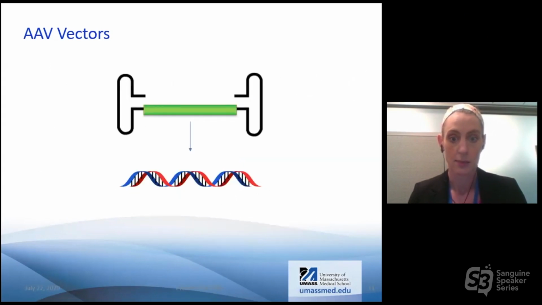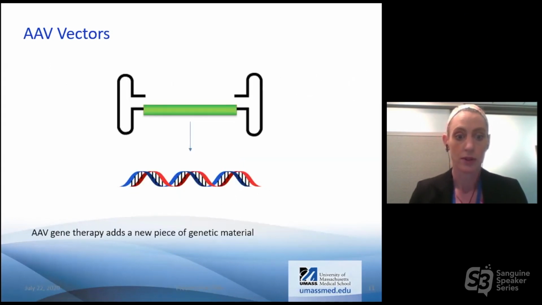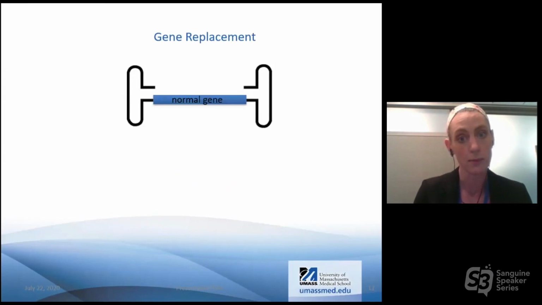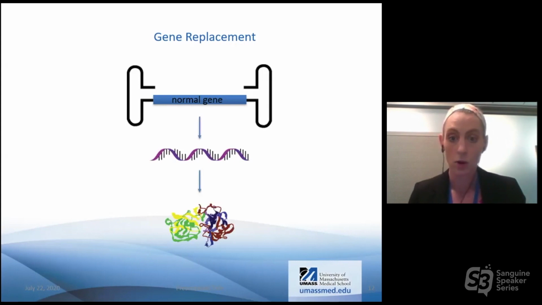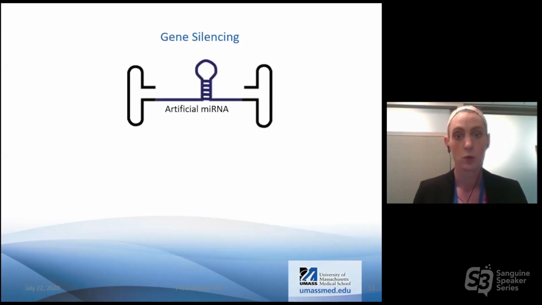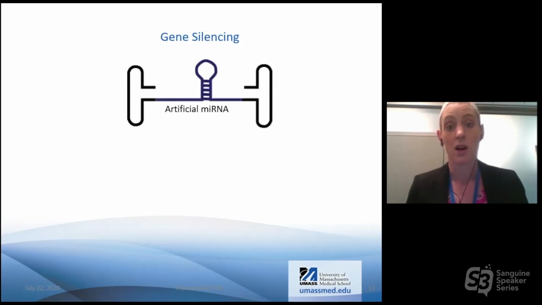And so that then is made into DNA. The important thing to remember here is AAV gene therapy adds a new piece of genetic material. If you want to do gene replacement with an AAV, the normal gene is going to go between those loops, which are called ITRs. That's going to make normal RNA, going to make normal protein. If you want to do gene silencing, what we introduce is this other type of RNA, which is going to be made into an RNA called an artificial microRNA.